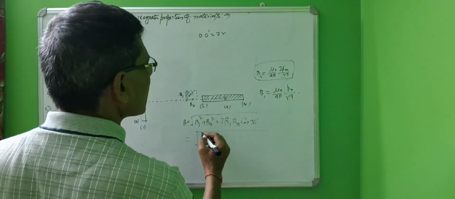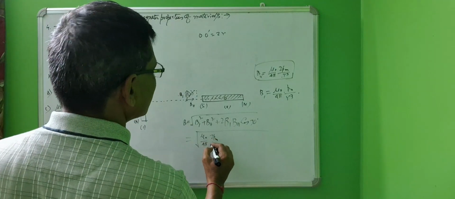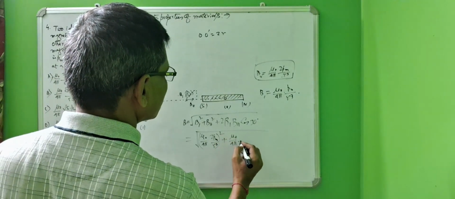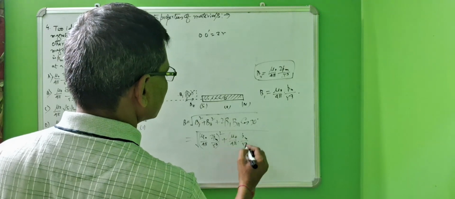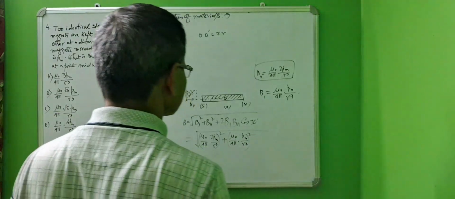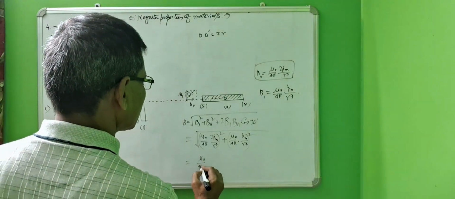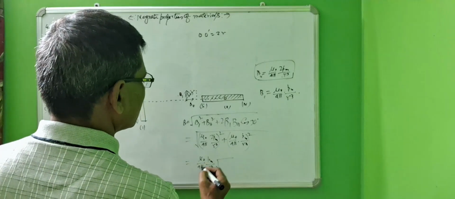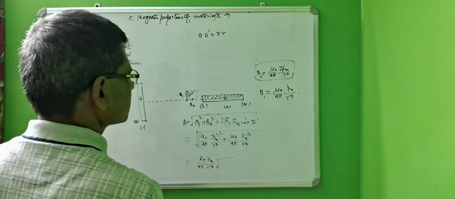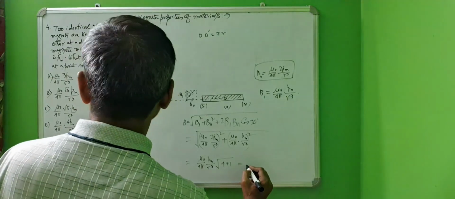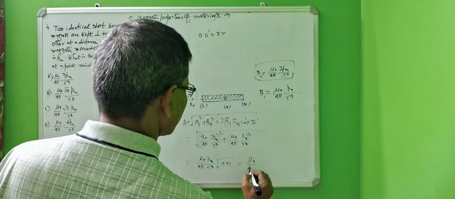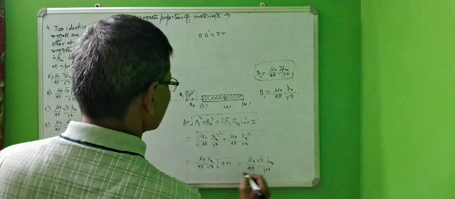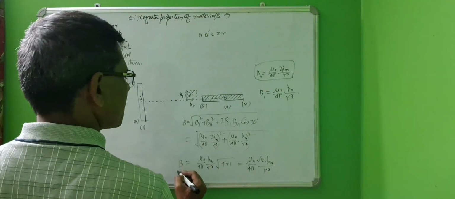mu 0 upon 4 pi, twice Pm upon r cube, B1 square plus mu 0 by 4 pi Pm upon r cube. This one equals mu 0 by 4 pi Pm by r cube, 4 plus 1, equals mu 0 by 4 pi root 5 Pm by r cube. So answer C.